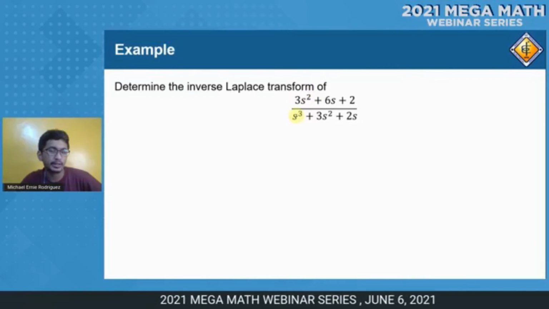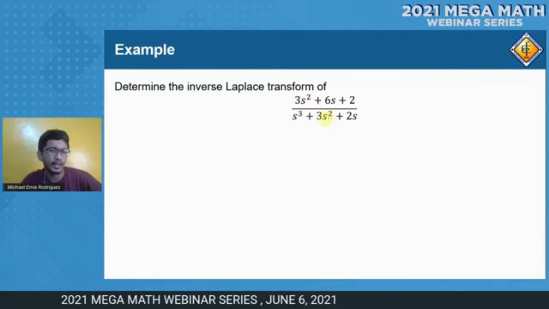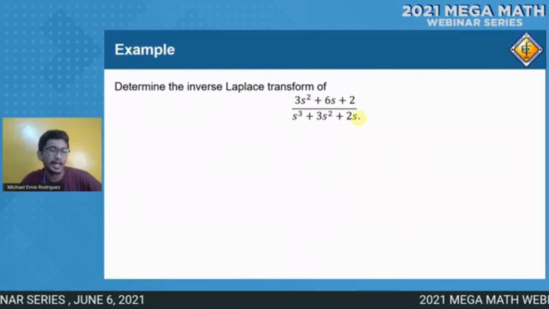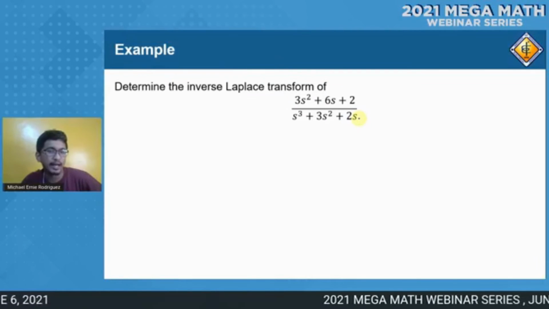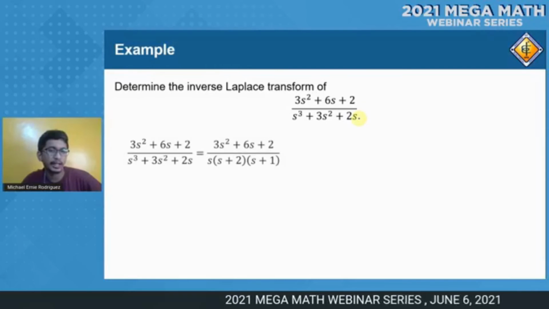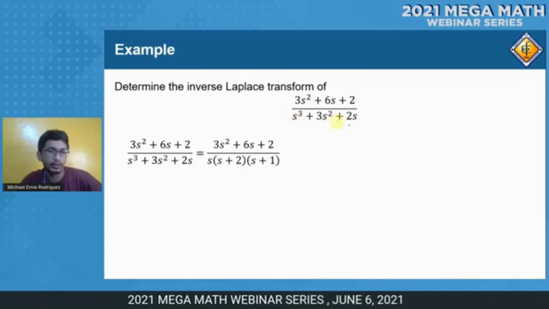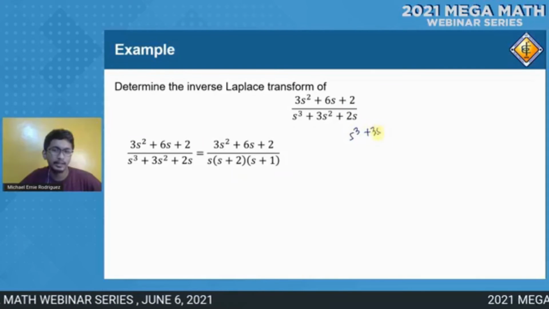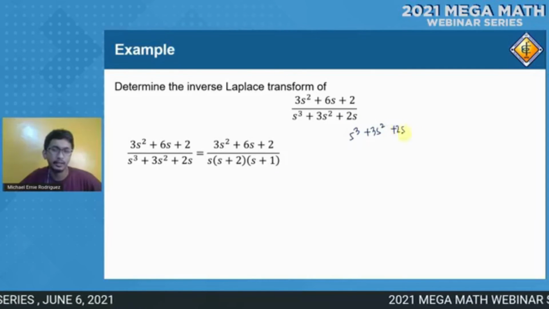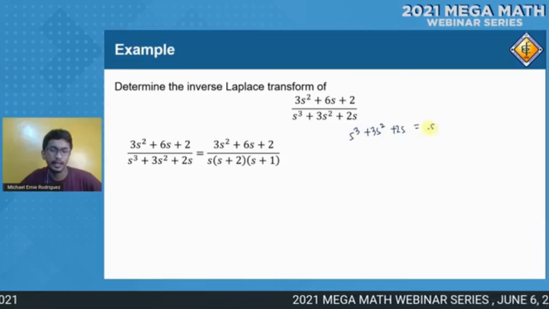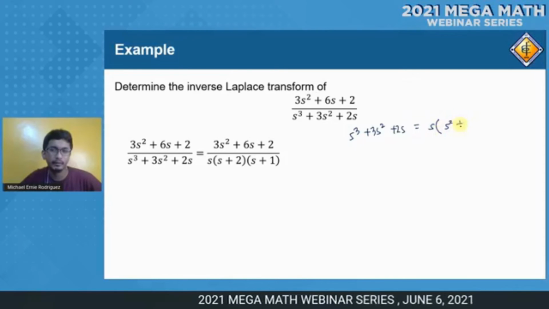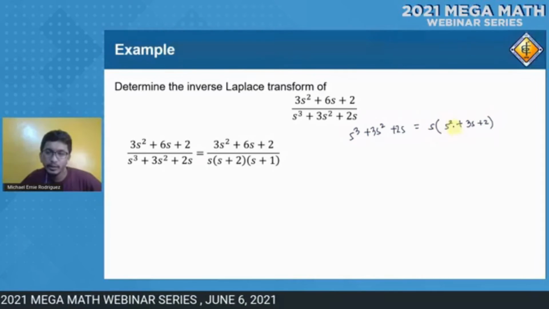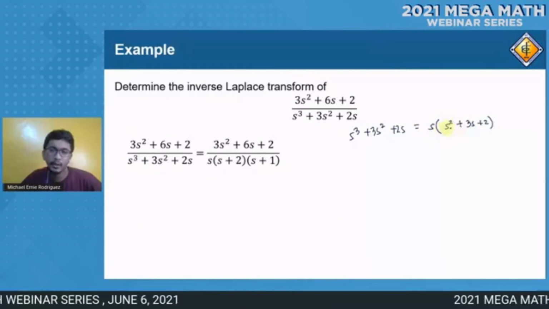So itong s cubed plus 3s squared plus 2s, ito ay ating i-factor. So, pag pinactor natin yan, so, di ba, s cubed plus 3s squared plus 2s, okay? So, common yung s. So, we have s times s squared plus 3s plus 2. And then, ayan, no? We can factor this quadratic.